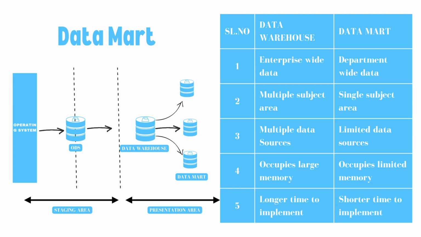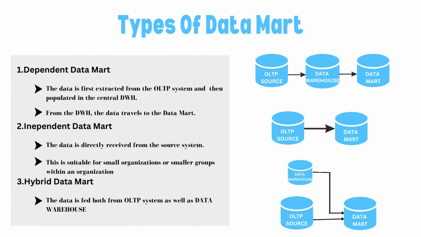We have different types of data marts in real time. For example, three different types of data marts are available: dependent data mart, independent data mart and hybrid data mart. So what is meant by independent data mart?